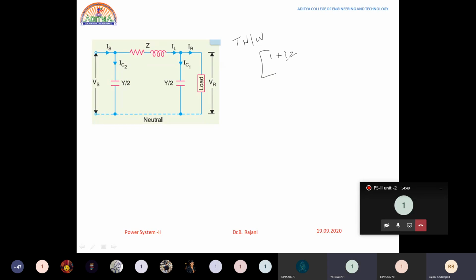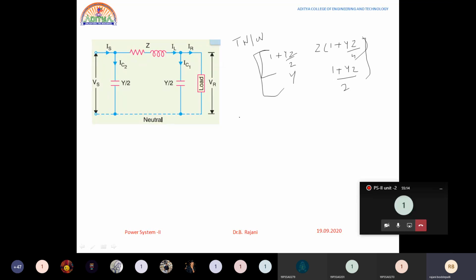Yz by 2, very good. B is equal to Z into 1 plus YZ by 4, very good. C is equal to Y. D is equal to 1 plus YZ by 2, very good. Okay, these are the ABCD parameters for the T network that we have obtained.